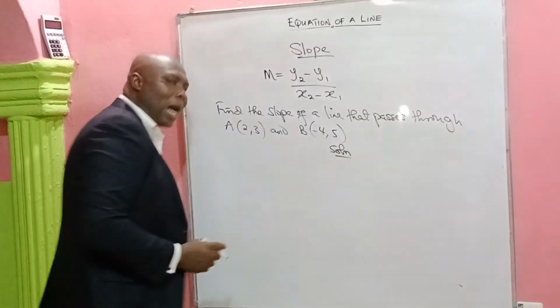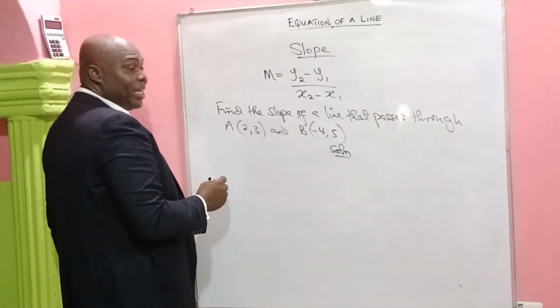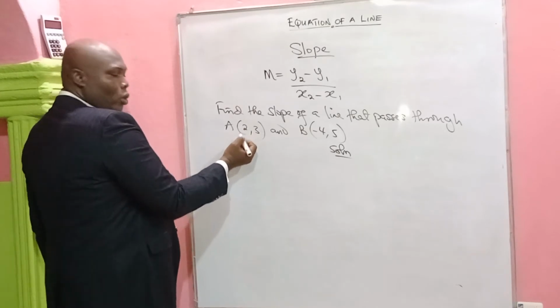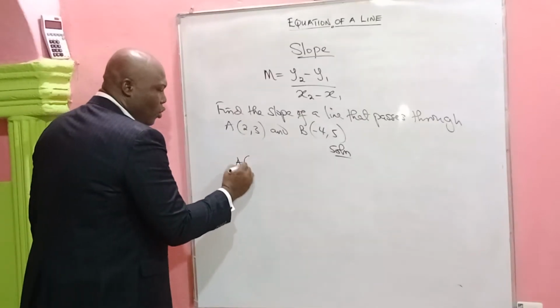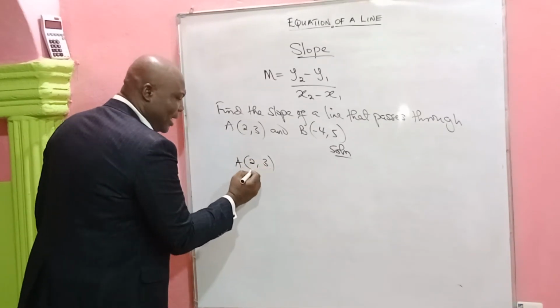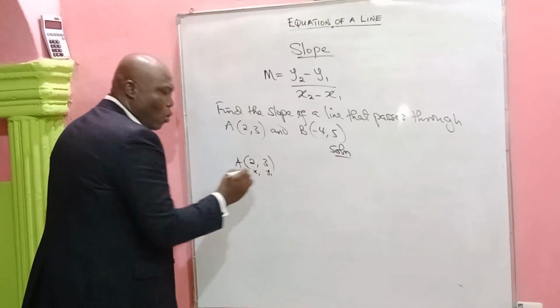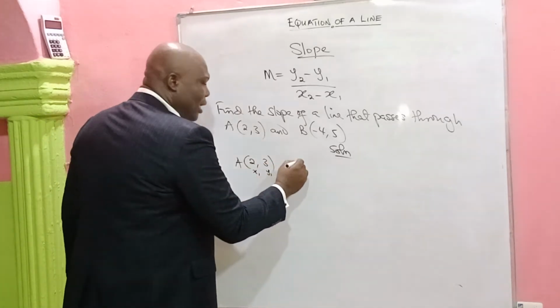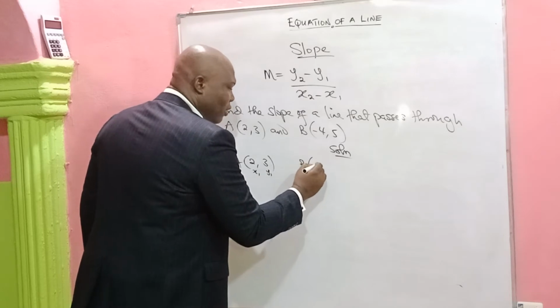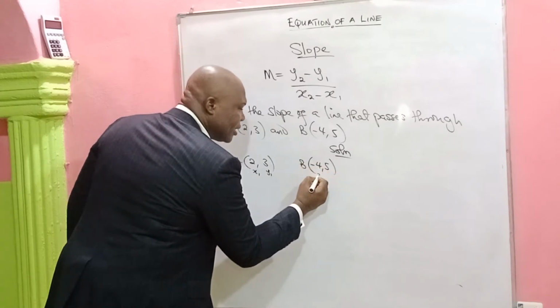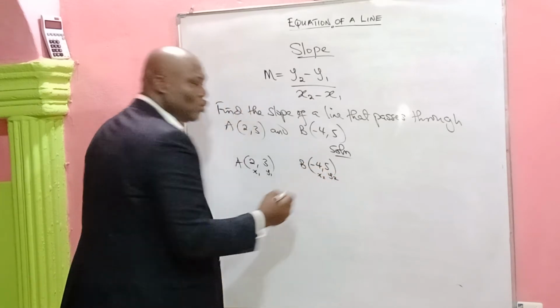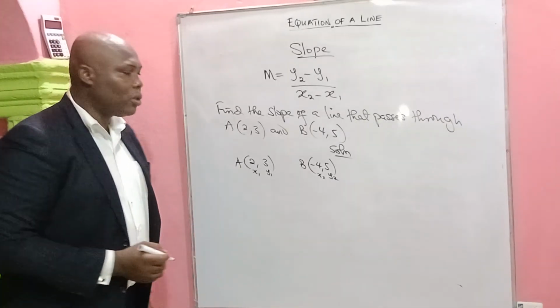First and foremost, you have to understand that of the 2 points you've been given, for A you have 2 and 3. It means that this is your x1 and this is your y1. Please take note of that. And the second point you've been given, which is minus 4 and 5, here is the x2 and this is the y2. So with this, you can find the slope.